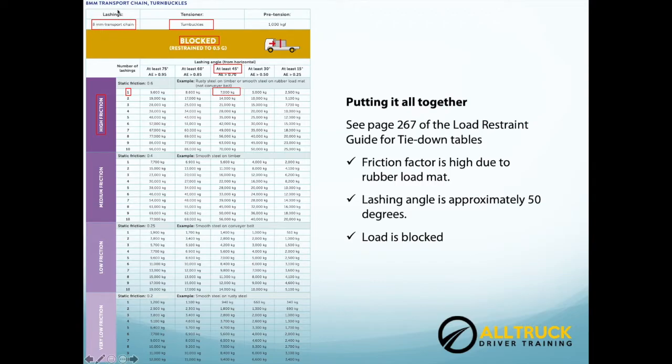Here you have the lashing in question, that's an 8mm chain, transport chain. The tensioner in question is a turnbuckle. The load is blocked. The friction's high, and that's due to that load mat. There's one chain over the concrete block, and in that case it was at least 45 degrees. And all those factors gave us a value of 7,000 kilos. So that is 7 times more effective than the minimum.